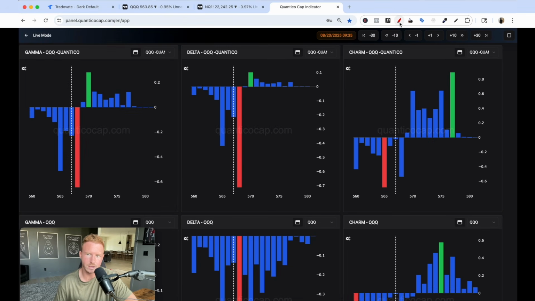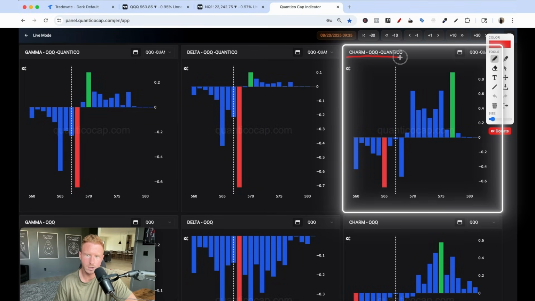And as you can see, here's the setup. So what we see here is three things I'm looking at. I'm looking at the charm, which is basically time decay in the options market. It's basically the feel of the move. And we have the delta.